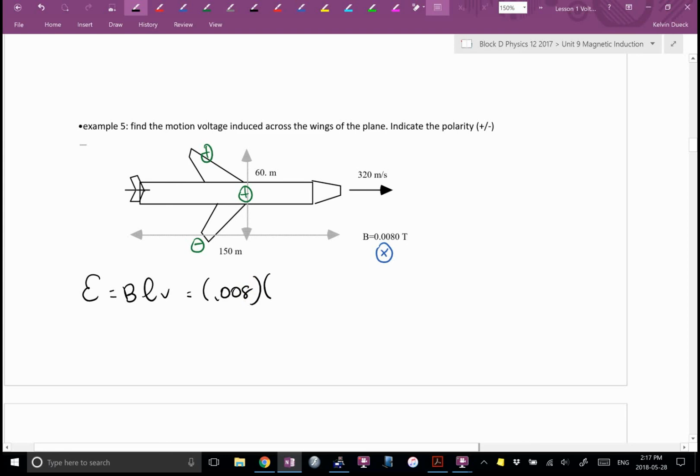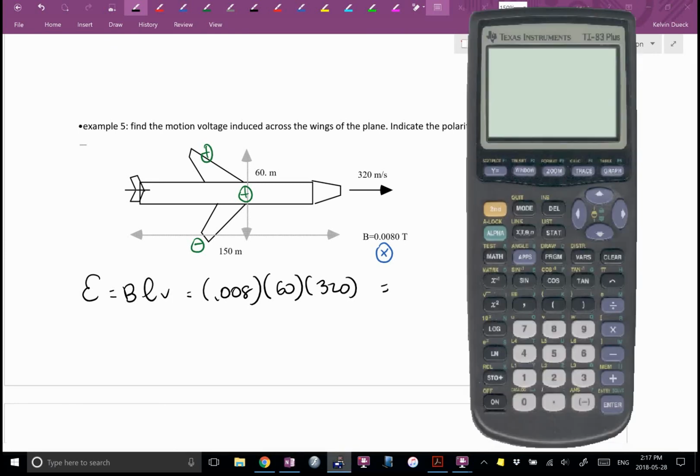Which L am I going to use, the 60 or the 150? Which one is at right angles to everything else? The 60, because the speed and the magnetic field and the length all have to be perpendicular to each other. So I'm going to use the 60. Ooh, that's much more substantial. That's more than what's coming out of a power outlet. You got 154 volts? Yes.